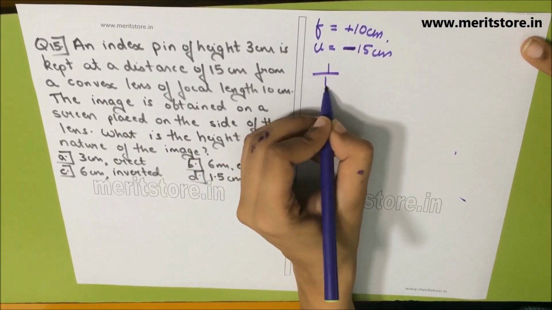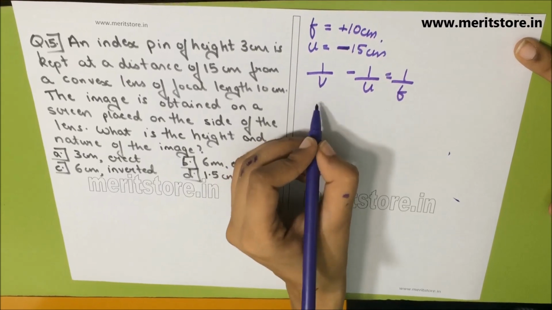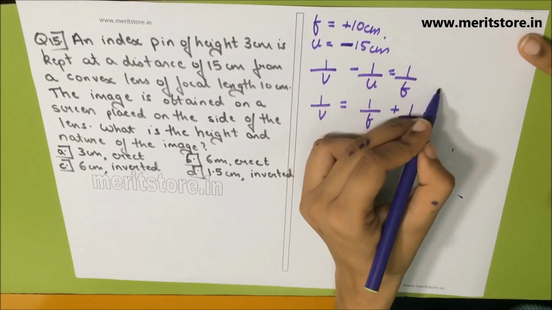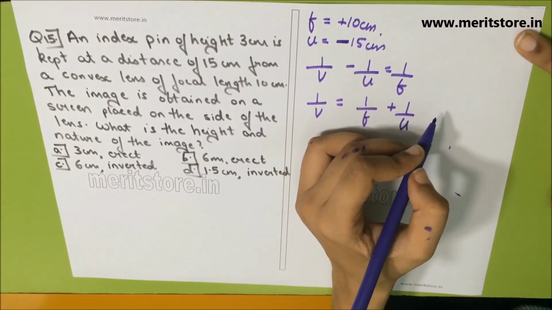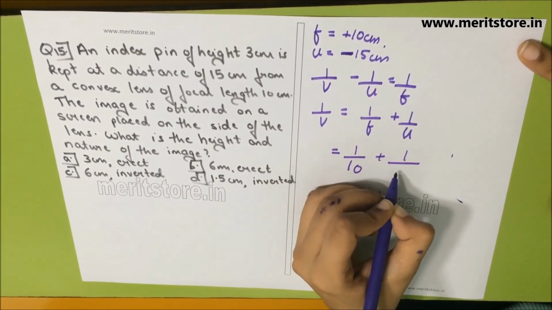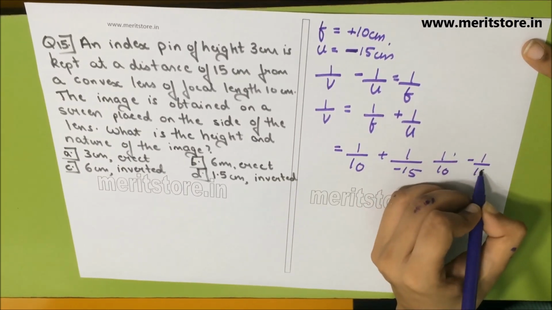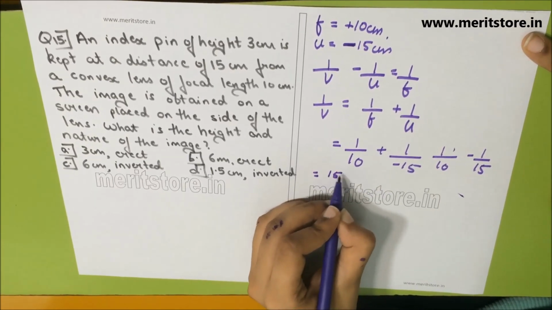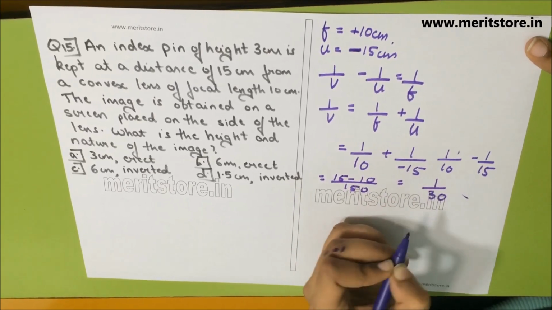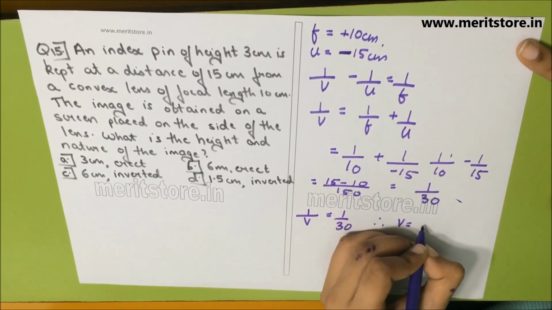Using the formula 1 by V minus 1 by U is equals to 1 by F. We have to find V, therefore 1 by V will be 1 by F plus 1 by U. This has gone on that side, the negative becomes positive, which is equals to 1 by 10 plus 1 upon minus 15. Minus and plus becomes minus, so 1 by 10 minus 1 by 15, which is equals to 15 minus 10 by 150. Solving this, we will get 1 by 30. 1 by V is 1 by 30. Therefore, V will be 30.